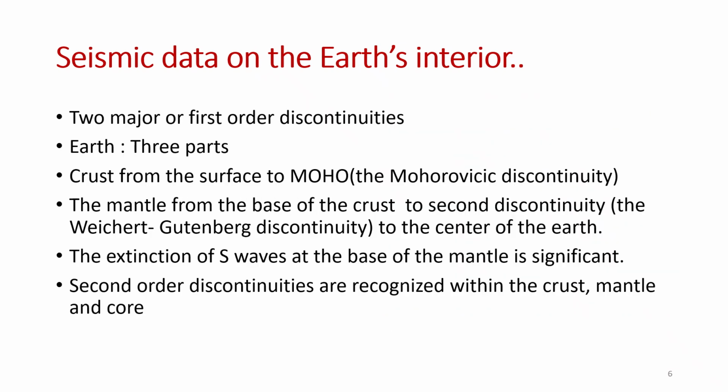Two major or first order discontinuities can be noticed, and the Earth is thus divided into three parts: the crust from the surface down to the first discontinuity, that is also known as the Mohorovicic discontinuity or Moho, and the mantle from the base of the crust to the second discontinuity, that is known as the Wiechert-Gutenberg discontinuity, and the core from the Wiechert-Gutenberg discontinuity to the center of the Earth.